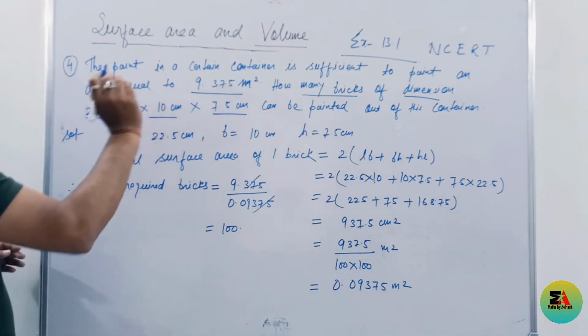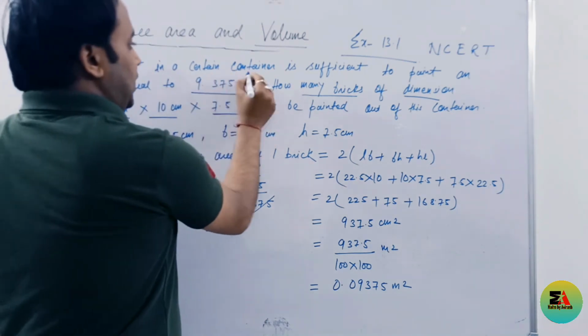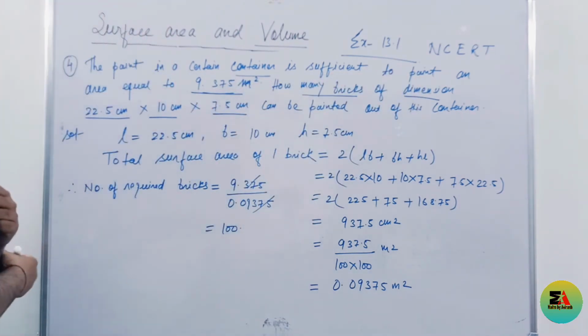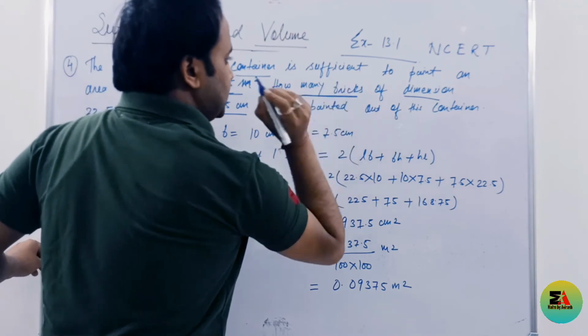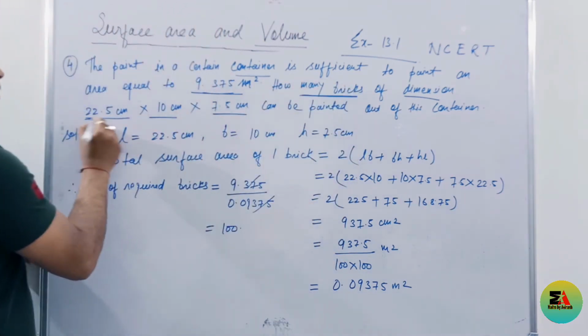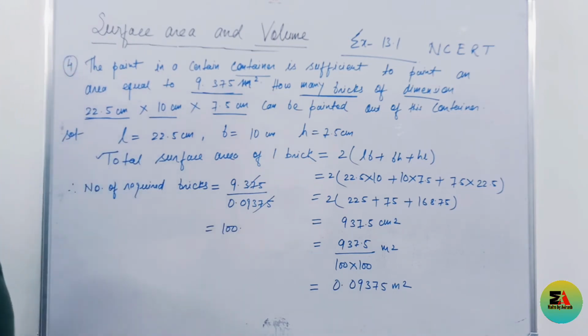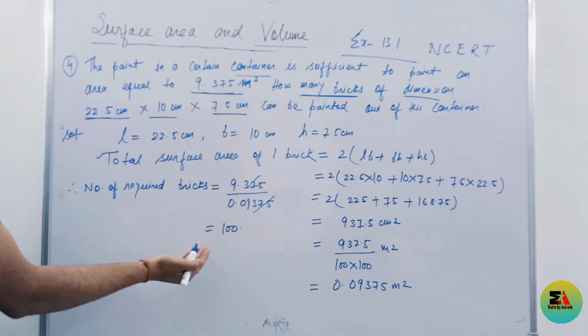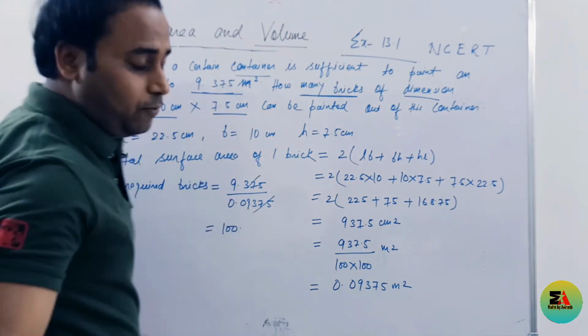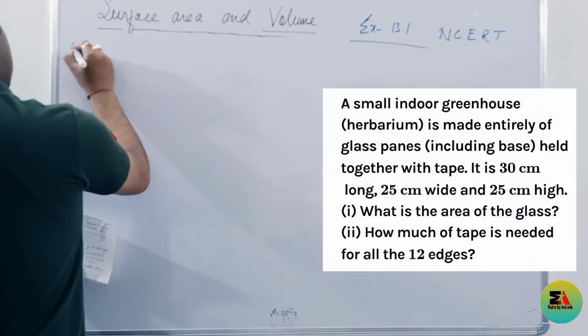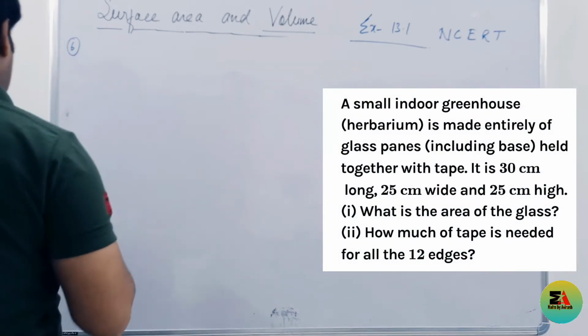The question said a container has a sufficient amount of paint, and we have to calculate how many bricks. The dimension of one brick is given. First of all, we calculate the total surface area of the brick, and therefore the number of bricks is the total area divided by the area of one brick. The number of bricks needed is 100. Now the next problem, this is question number 6.